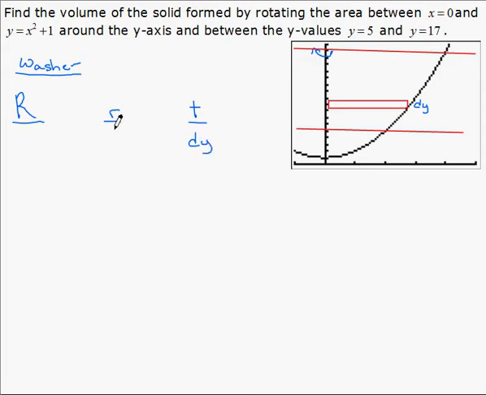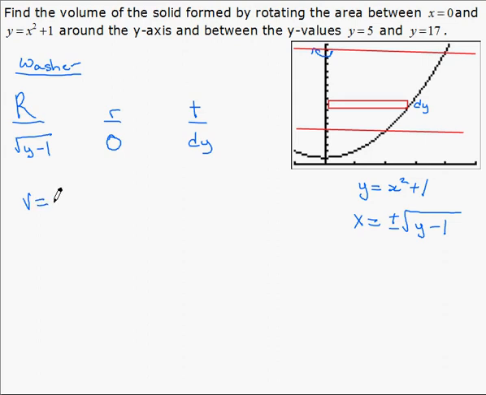The inside radius: the bottom of the rectangle is touching the axis of rotation, that means there's no inside radius. The outside radius is the function. The function we know is y equals x squared plus 1. However, because we're doing dy, we need to solve that for x. So solving gives us x is plus or minus the square root of y minus 1. Since we're only dealing with quadrant 1 here, that's going to be plus. So we have root y minus 1.